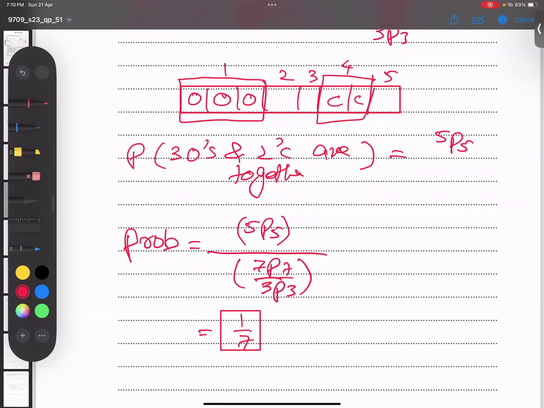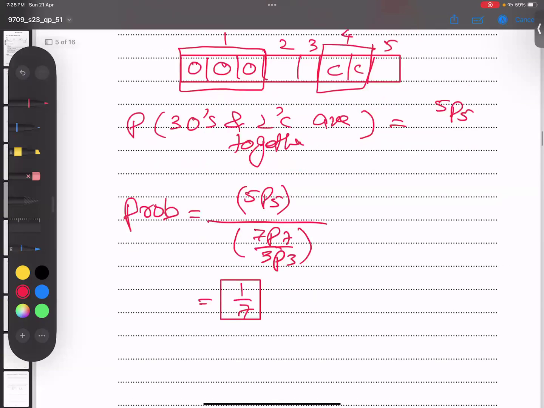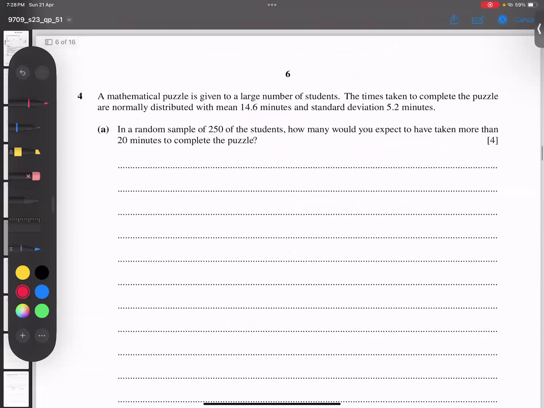All right, let's go for the next question. Question number 4. He said a mathematical puzzle is given to a large number of students, and the time taken to complete the puzzle is normally distributed. The mean is 14.6 and the deviation is 5.2 minutes.